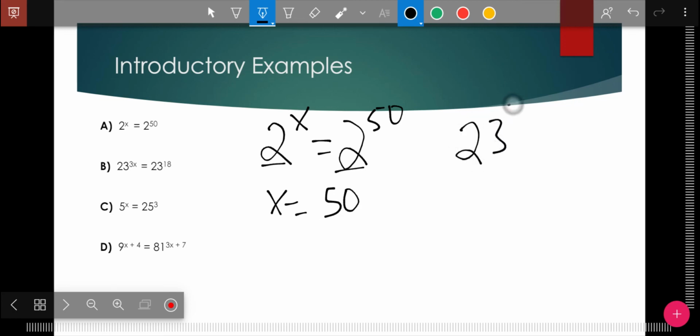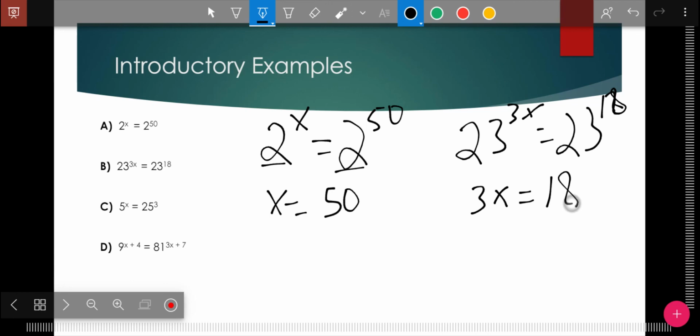23 to the power of 3x equals 23 to the power of 18. That's supposed to be an 18. They're both base 23, and so I get 3x equals 18, and then I get x equals 6.